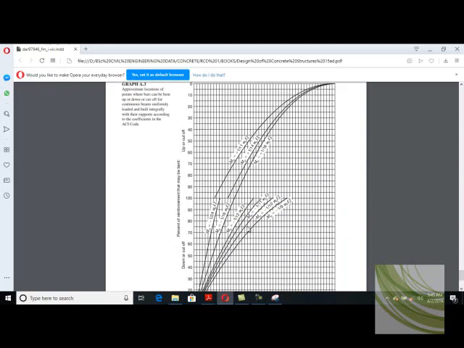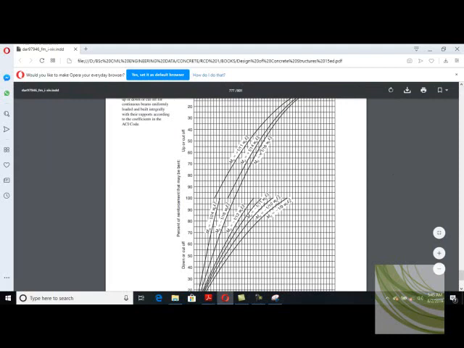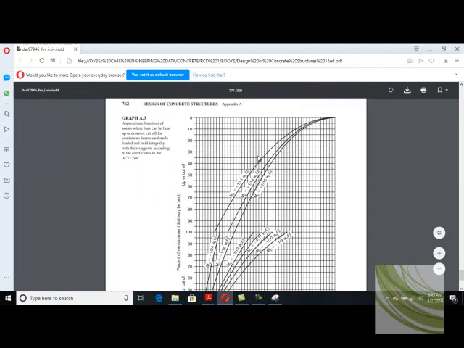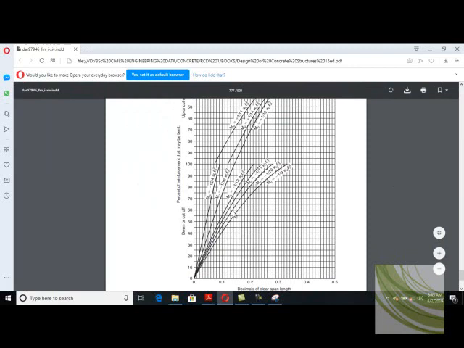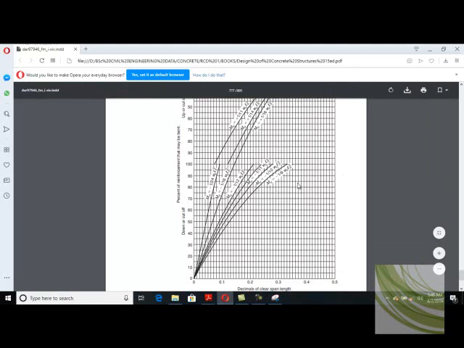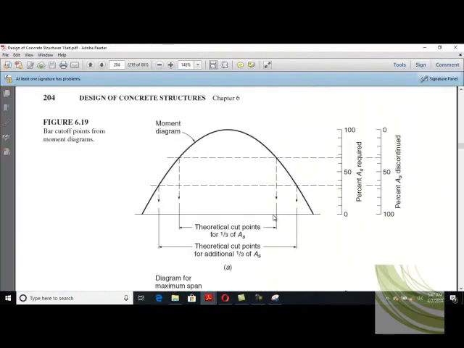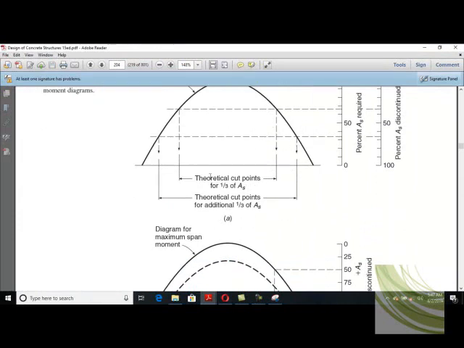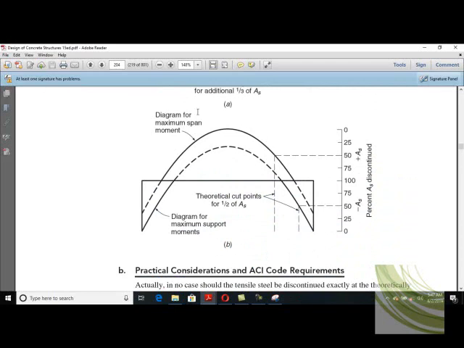And if you have not simply supported but continuous beams, then you use the coefficient method, where the continuous beams are arranged in equal spans with a UDL. Then you will use this chart. From this chart you can get those theoretical points. We will try to use this chart, inshallah. Clear? So this diagram is basically used for a simply supported beam, and this diagram is used for a continuous beam.